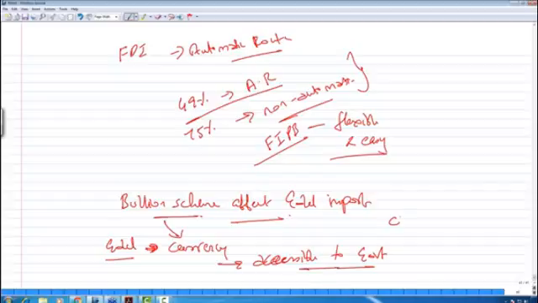So in case we have a current account deficit problem, government can use the gold which is available as currency to fill the demand for gold in the country. So that is how bullion scheme affects the gold import and the current account deficits.